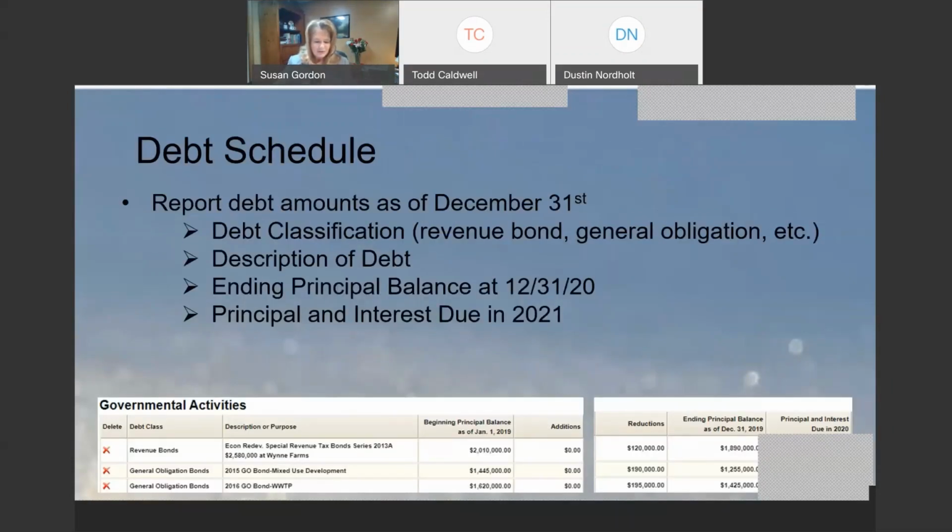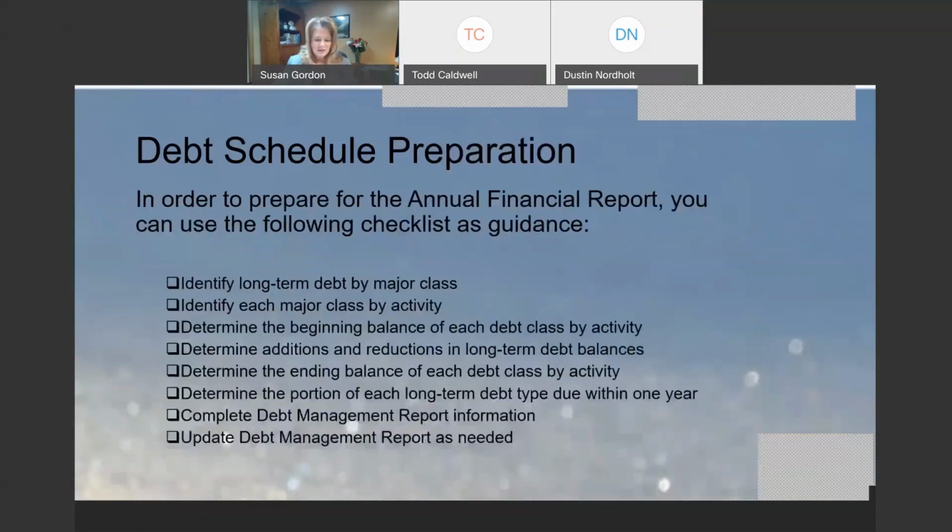On the debt schedule, we don't get too many questions, but that is reporting debt as of December 31st. You do have to have your debt classification, like is it a revenue bond or a general obligation bond or something else, and a description of the debt, what it's for, and then your ending principal balance at 12/31, and then the principal and interest due the following year. This again is just another checklist, if you like checklists, on what you can gather to prepare for the annual financial report.